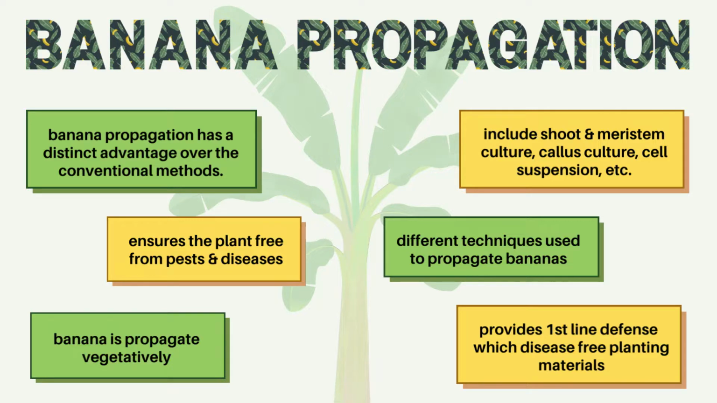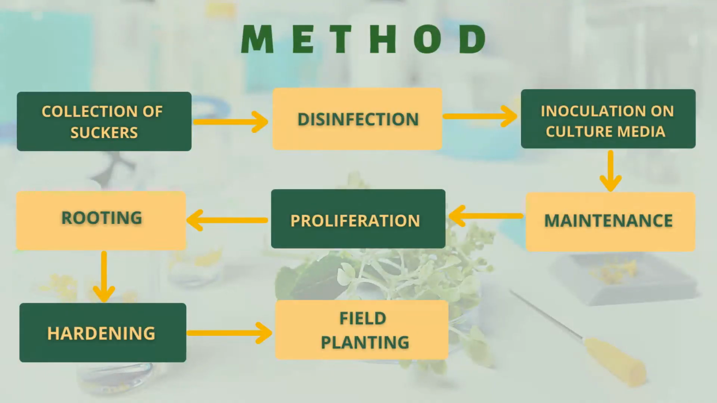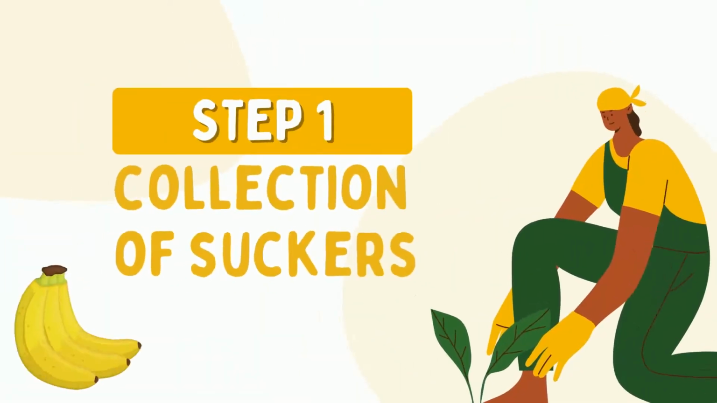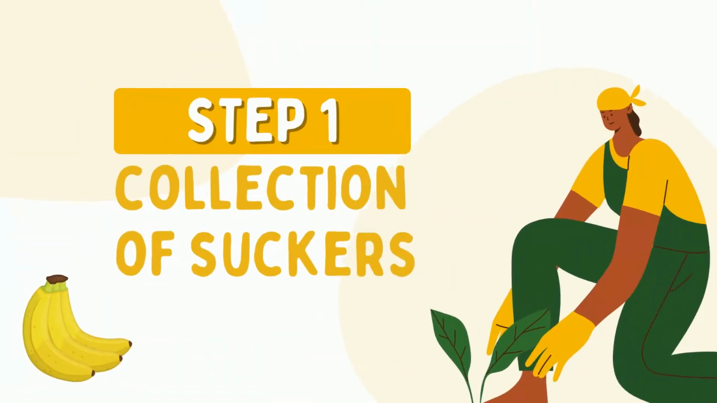Different techniques are established to propagate bananas in a lab environment. These include shoot and meristem culture, callus culture, cell suspension, and many more. In tissue culture propagation of banana plantlets, we first start with collection of suckers. Next is to disinfect the suckers before performing inoculation on culture media. After inoculation, the suckers are allowed to proliferate. Hardening is then carried out before field planting. So let's go to the first step, which is collection of suckers.